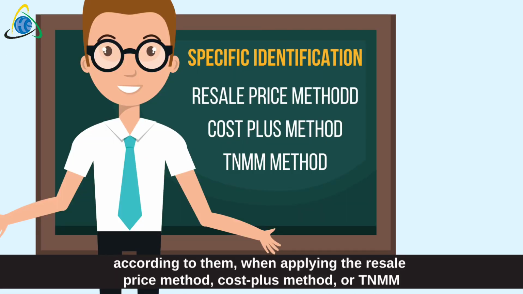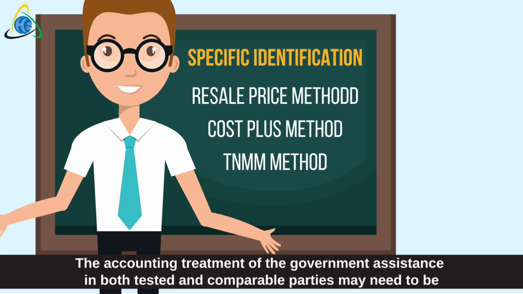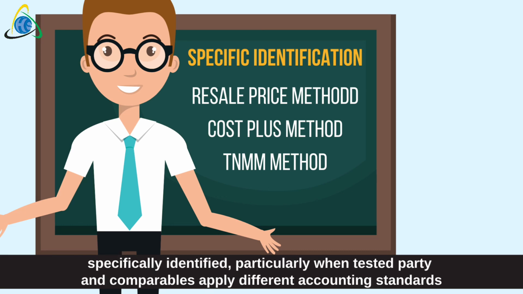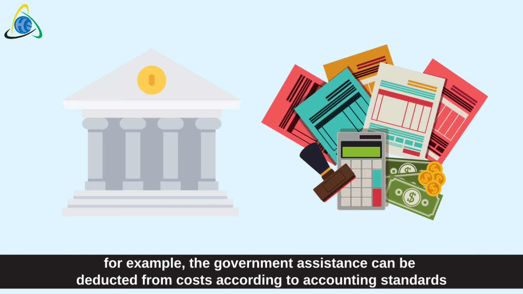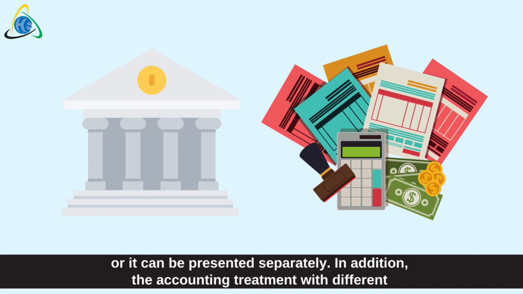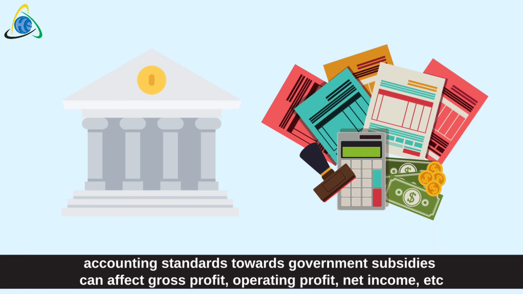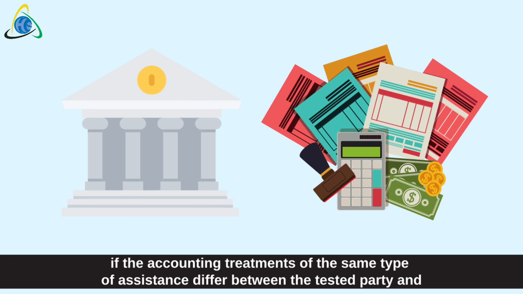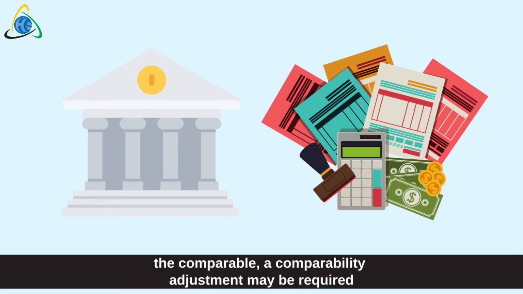According to them, when applying the resale price method, cost plus method, or TNMM, the accounting treatment of the government assistance in both tested and comparable parties may need to be specifically identified, particularly when tested party and comparables apply different accounting standards. For example, the government assistance can be deducted from costs according to accounting standards, or it can be presented separately. In addition, the accounting treatment with different accounting standards towards government subsidies can affect gross profit, operating profit, net income, etc. If the accounting treatments of the same type of assistance differ between the tested party and a comparable, a comparability adjustment may be required.